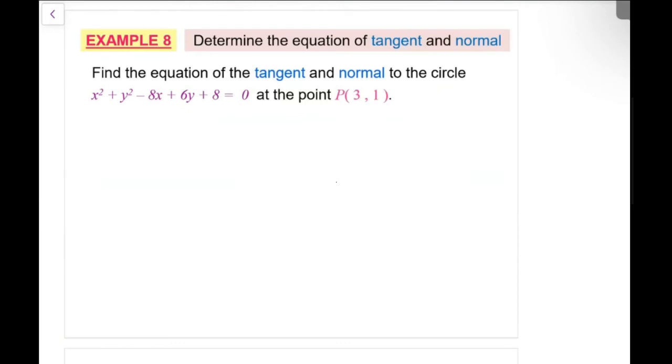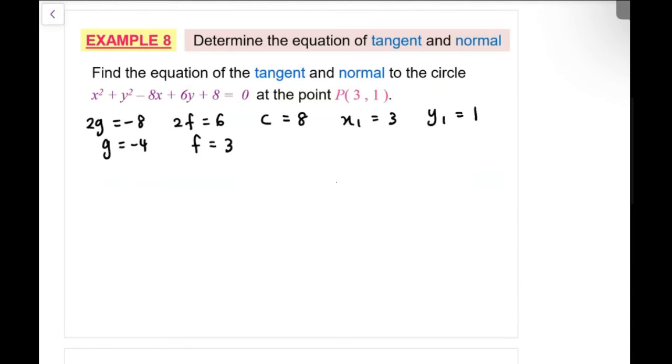So first step, we have to determine five main things, which are first, the value of g. So compare this up. Our g is 4. Next, find the value of f. So 2f is 6 means f in this case would be 3. After that, compare to obtain the value for c. So c is 8. And then x1 in this case is 3. And the last one, y1 in this case would be 1.